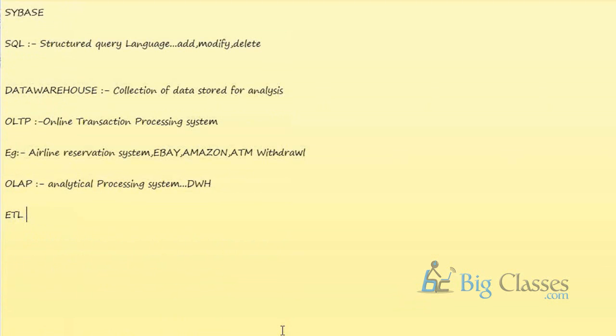So we have different ETL tools available in the market. You have Informatica PowerCenter, which is one ETL tool available in the market. The latest version we have is Informatica 9.5.1. And you also have other ETL tools, that is DataStage, which is from IBM. And you also have Ab Initio, which is another ETL tool.